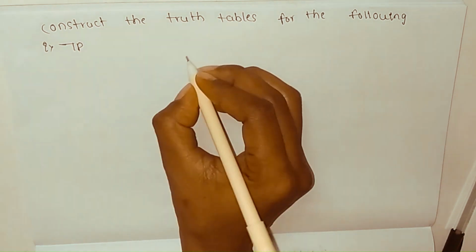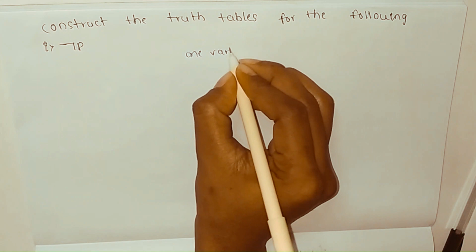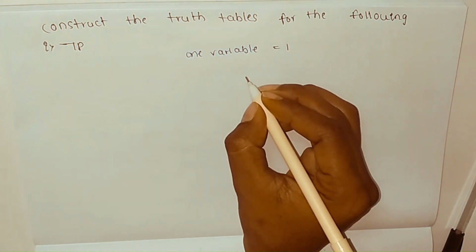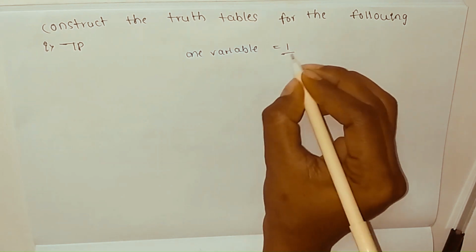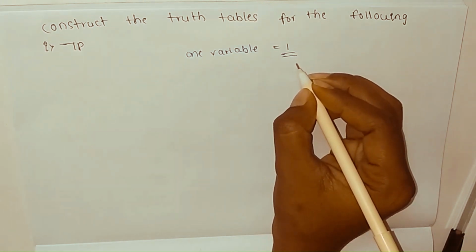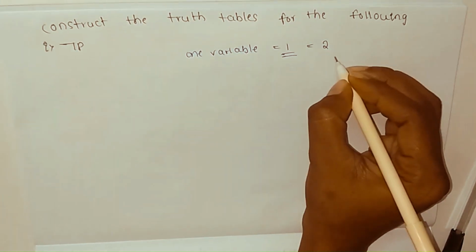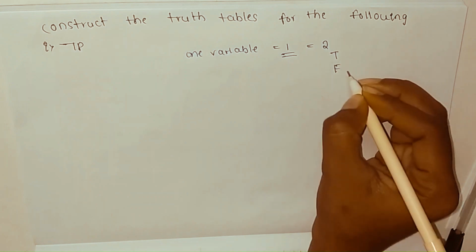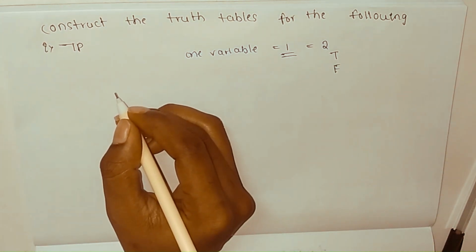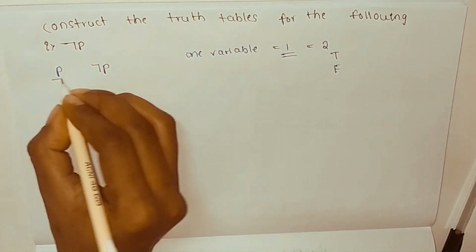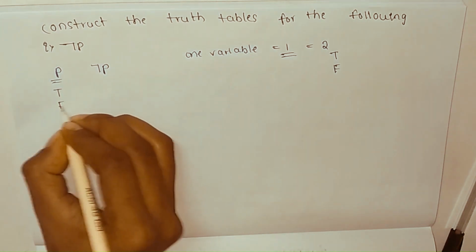We know that if one variable is there, the number of statements is equals to 1. If number of statements is equals to 1, then the total possible truth values are equals to 2. They are true and false. Now we have the variable is p. We are applying the negation to this p. Here we have only one variable, so the number of possible truth values are true and false.